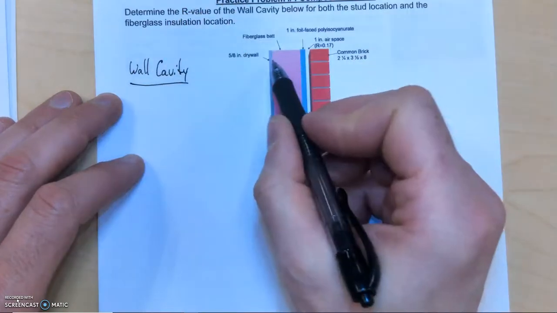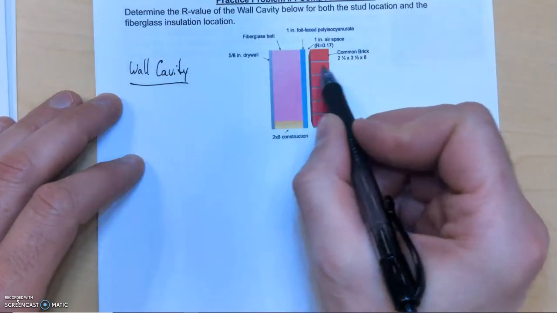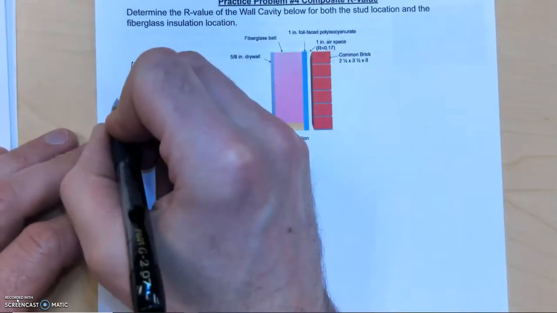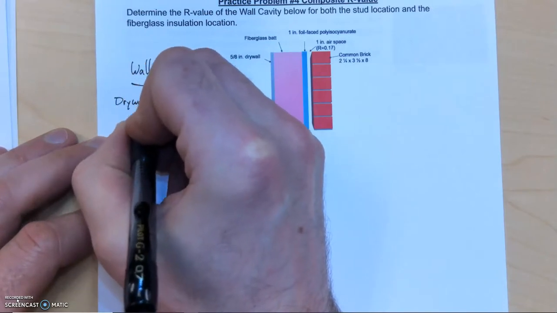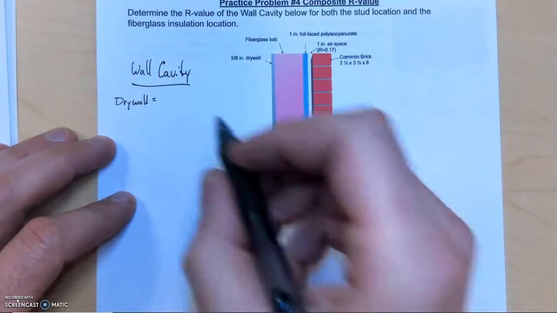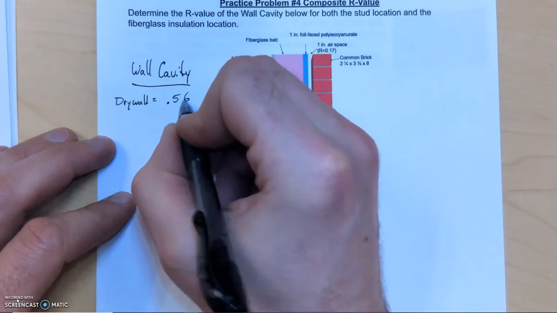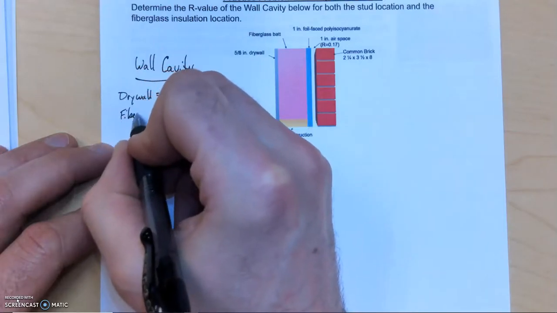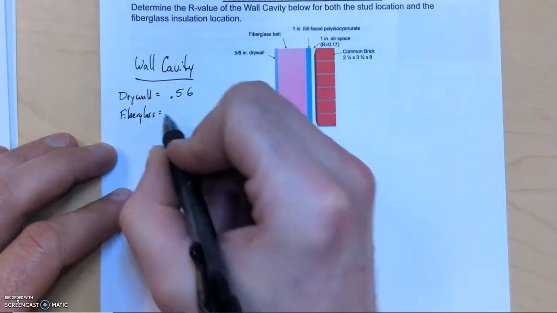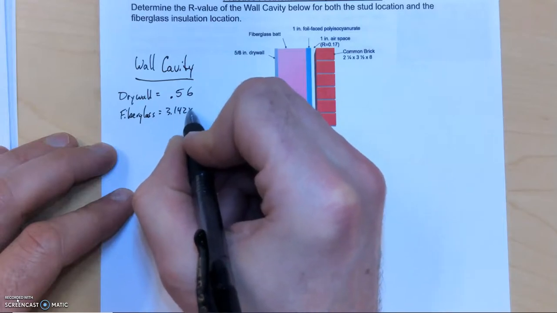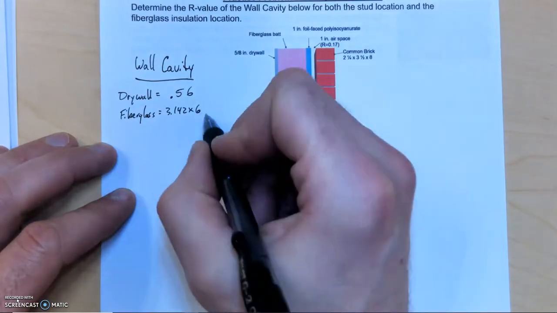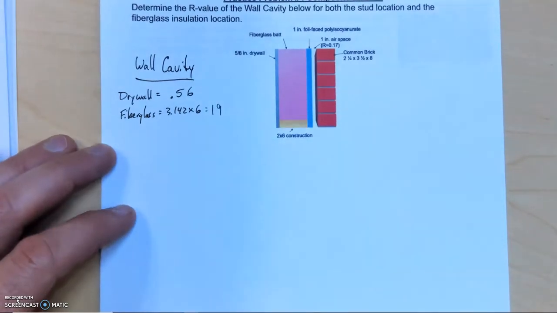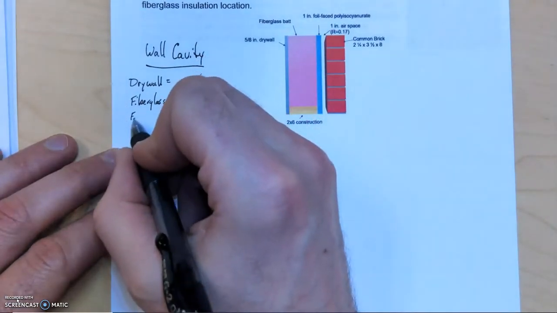All right, the wall cavity is this pink area, like right here, because this area is different than down here where there's a piece of wood. So we're going to figure this out first. All right, first thing we have is drywall. If you look at your chart, drywall is 0.56 for 5/8 inch drywall. Fiberglass, we just talked about, and that's going to be 3.142 times 6 inches. And that's going to give you an R value of 18.9, so we're just going to round it up to 19.